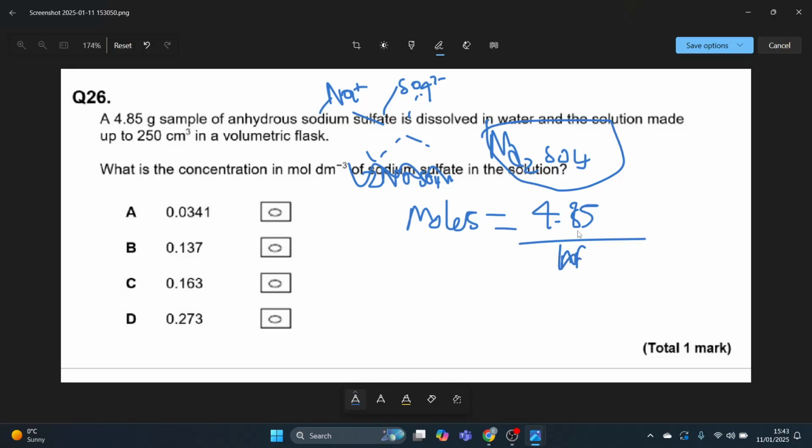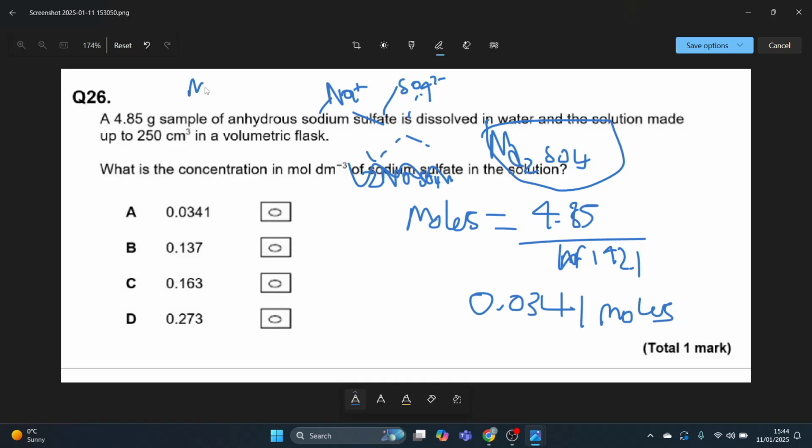So now I can look at the MR. Sodium is 23.0, so 23. So it's 23 plus 23 plus, for sulfur, sulfur's 32.1, plus 64. 142.1 is the MR. Moles is 4.85 divided by my answer. I get the moles as 0.0341 moles.